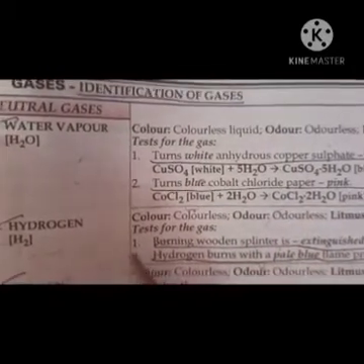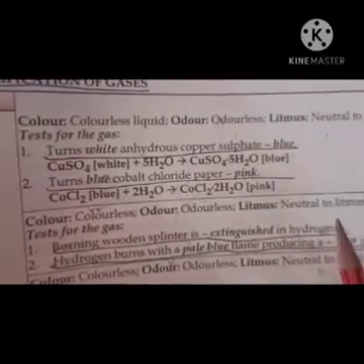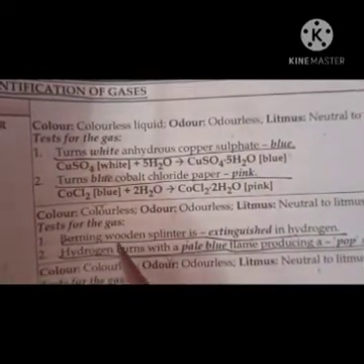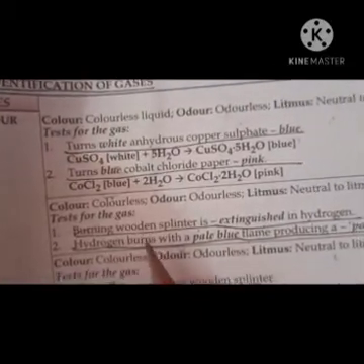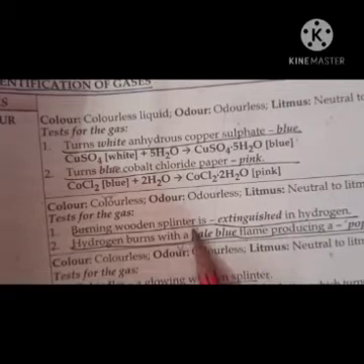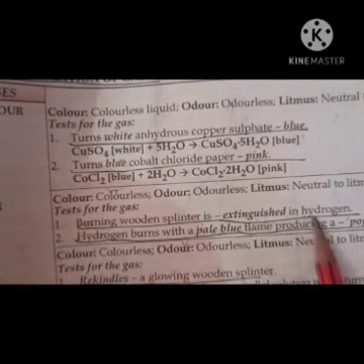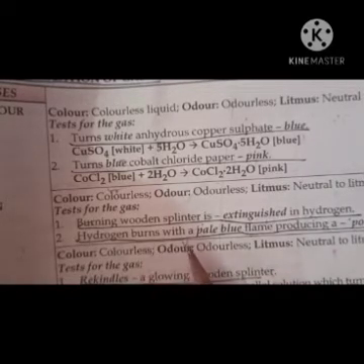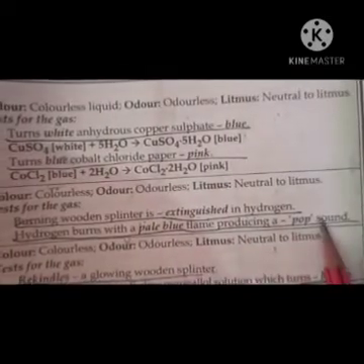Next is your hydrogen. Hydrogen gas is colorless, odorless and neutral to litmus. And what is the main test for hydrogen? First, when you bring a burning wooden splinter near the hydrogen gas, it extinguishes in hydrogen. Okay. Second, hydrogen gas always burns with a pale blue flame and produces a pop sound.